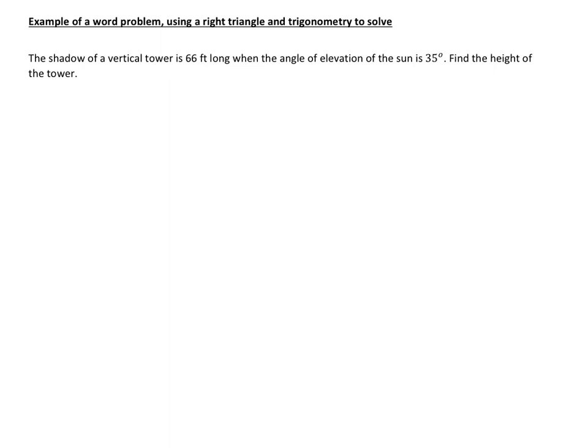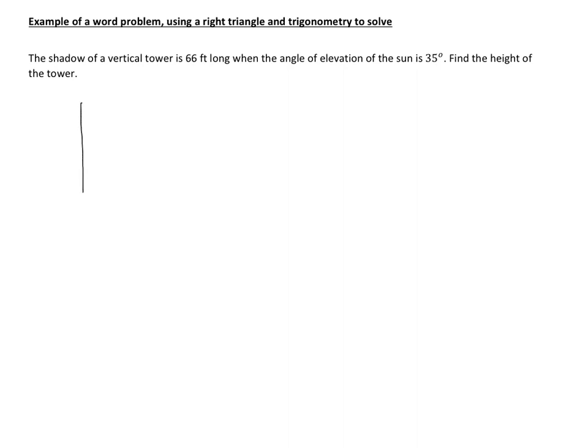Okay, let's look at an example of a word problem where we can use a right triangle and our trig functions to help us solve. The shadow of a vertical tower is 66 feet long when the angle of elevation of the sun is 35 degrees. Find the height.